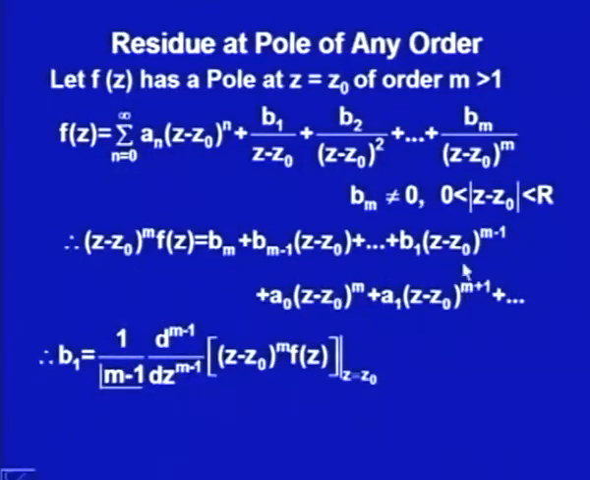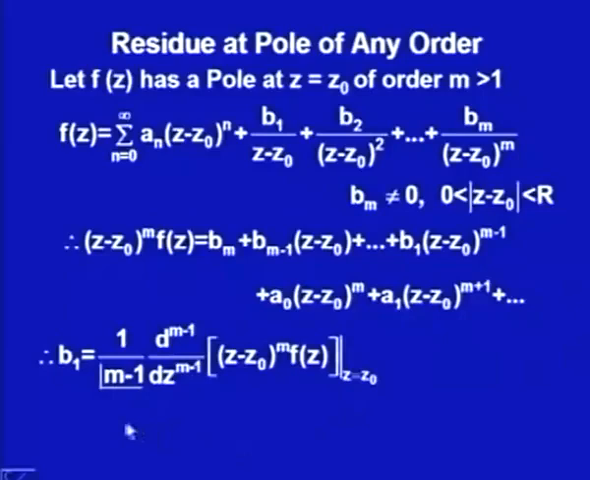So, what would it be? We know that in the Taylor series expansion of any function g(z), the coefficient of (z - z naught)^m is the mth derivative of the function g(z), divided by m factorial. Here we want the coefficient of (z - z naught)^(m-1). So, it should be 1 upon (m-1) factorial, times the (m-1)th derivative of the function (z - z naught)^m f(z), evaluated at z equal to z naught.